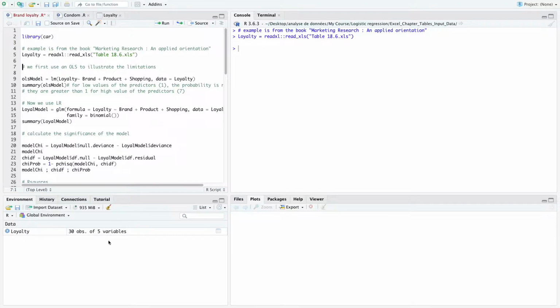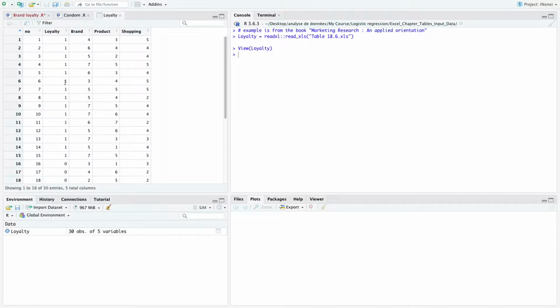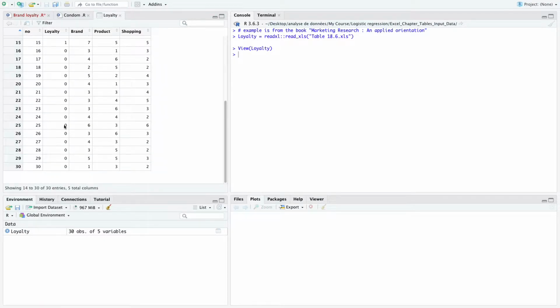So the table is like this. You have the number of participants. You have the loyalty, which is the Y that we will try to explain, and of course it has zeros and ones, since it is logistic regression. We will try to explain the loyalty of a customer from his brand attachment, the product liking, and the shopping experience. These are ratings that have been given to customers, and based on these we will predict the loyalty they have for the brand. This loyalty is a binary variable, so it's coded as zeros and ones.